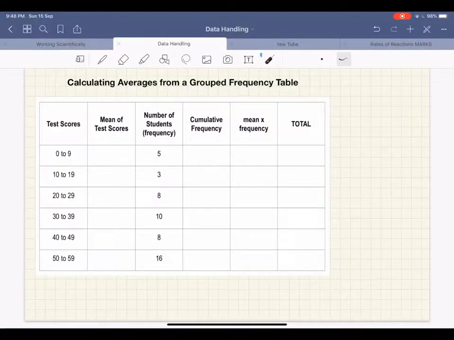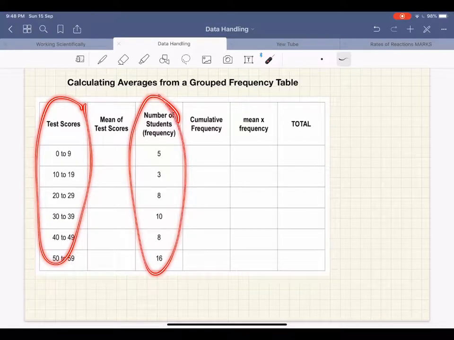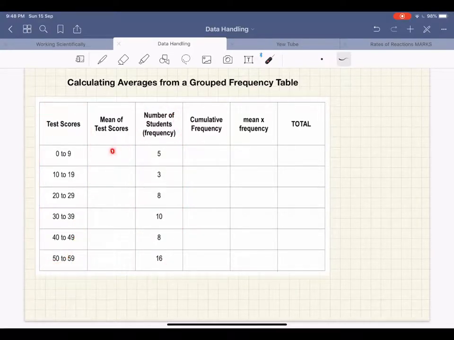Okay, so for this lesson, we're going to learn how to calculate averages from a grouped frequency table, okay? So what we have here is a grouped frequency table. Usually, these are the two columns that you will see. However, I added 1, 2, 3, and 4 columns to make it easier, okay?